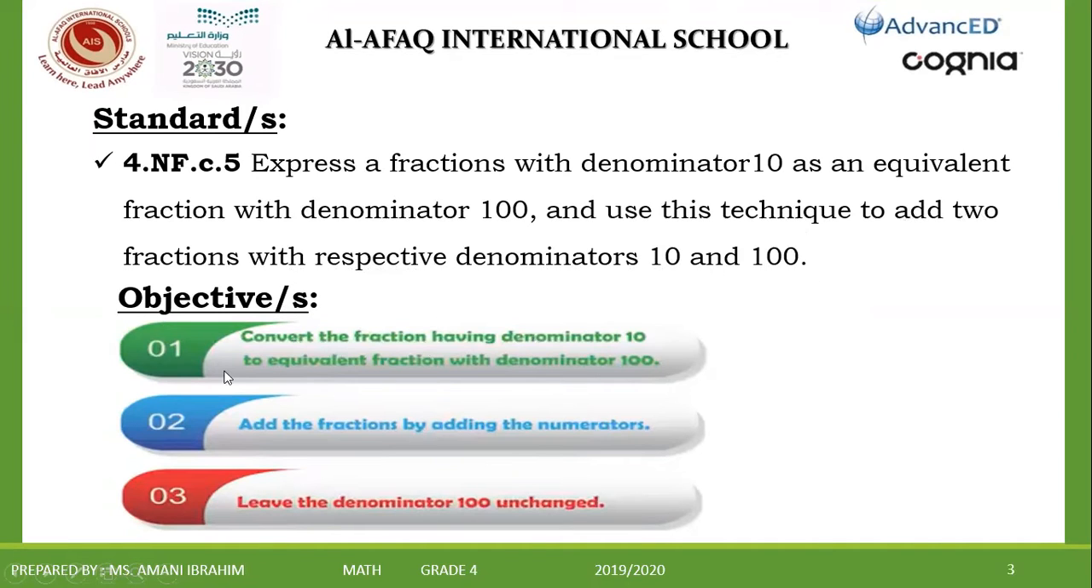Our objectives: first, convert the fraction having denominator 10 to an equivalent fraction with denominator 100. Second, add the fractions by adding the numerators. Third, leave the denominator 100 unchanged.